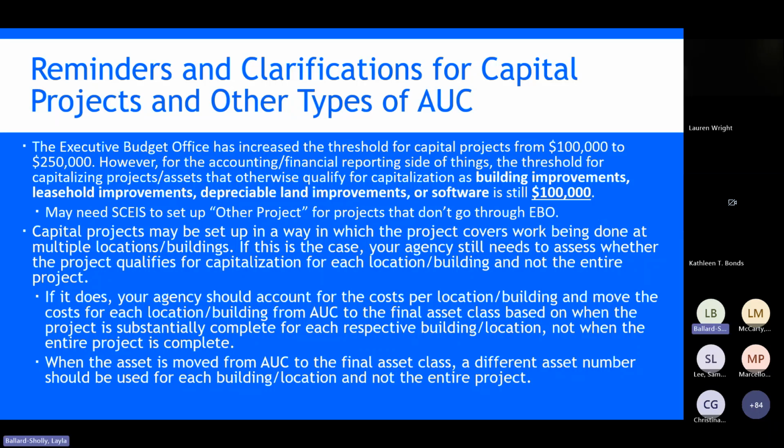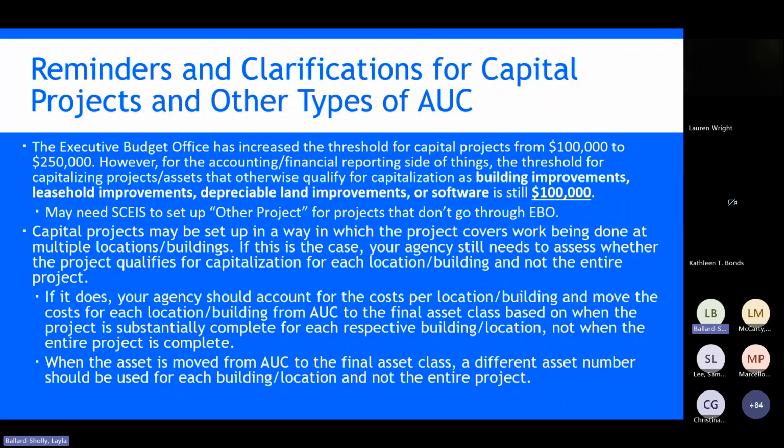Second clarification. Some capital projects are set up in a way where the project may cover work being done at multiple locations, multiple buildings, multiple sites. And this is done for many very good reasons. It can help with procurement and it just makes the approval process simpler. It obviously simplifies a lot of things, but if you set it up in that way, you still have to assess whether the project qualifies for capitalization for each location slash building and not the entire project.